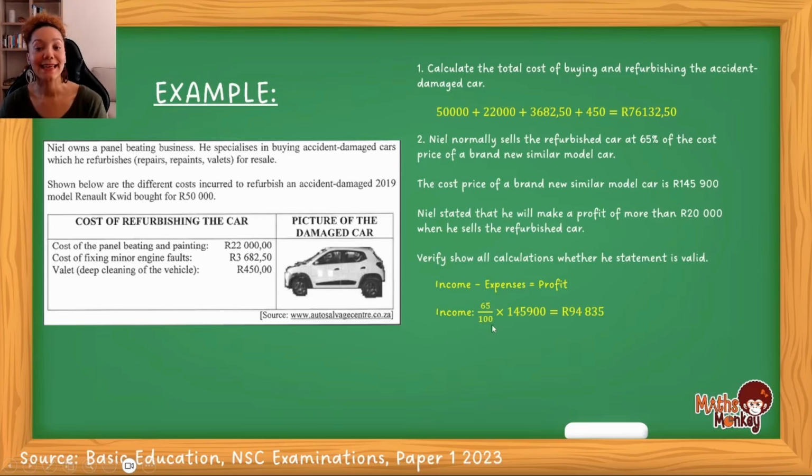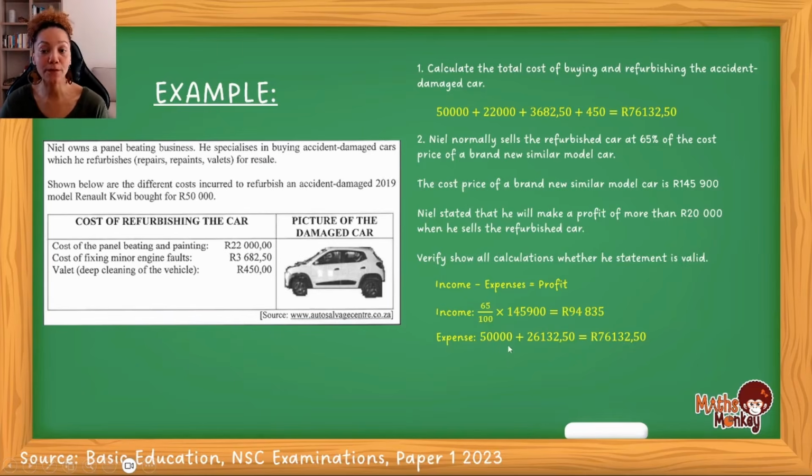So again, money that's coming to him would be the money that he's actually going to be selling the car for. So they tell us that he sells the car at 65% of the cost of a new car, which is then 65% of the 145,900, which gives us the 94,835. That is our income. Now if we look at our expenses, this is again the value over here, which is the 76,132.50. That's what it's going to cost him.